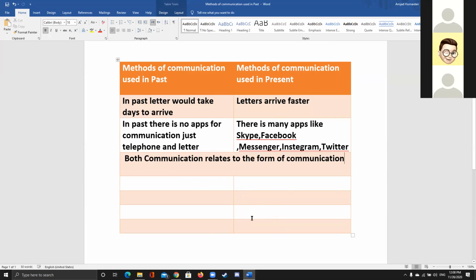Okay. Who else? Both communication relates to the form of communication. Very good.